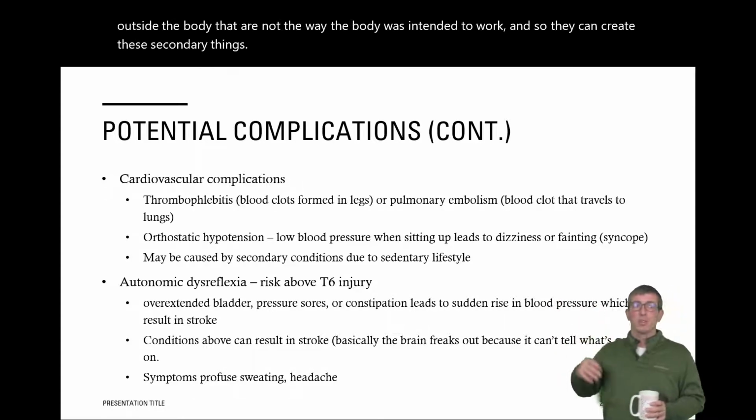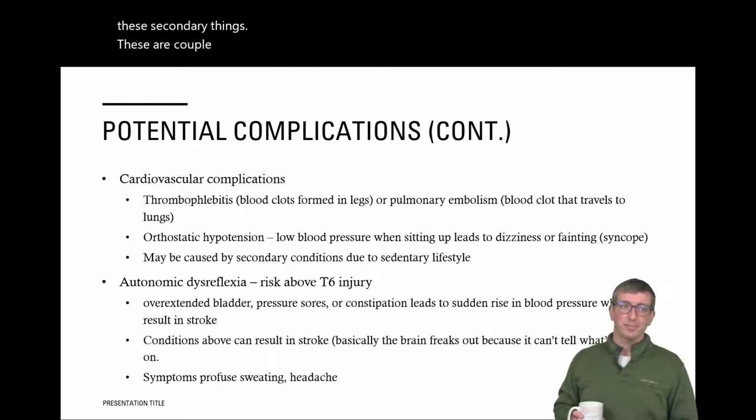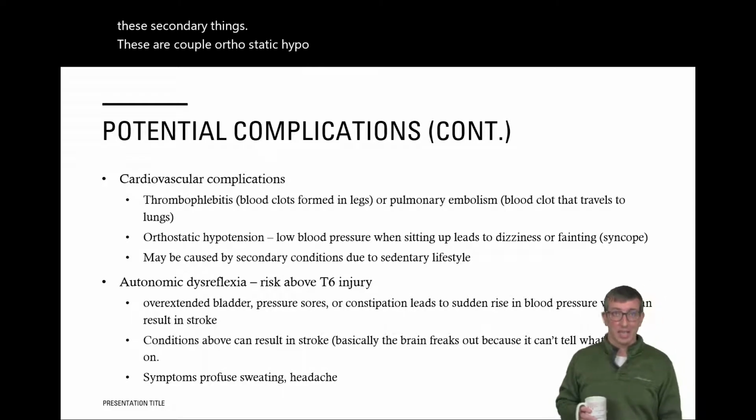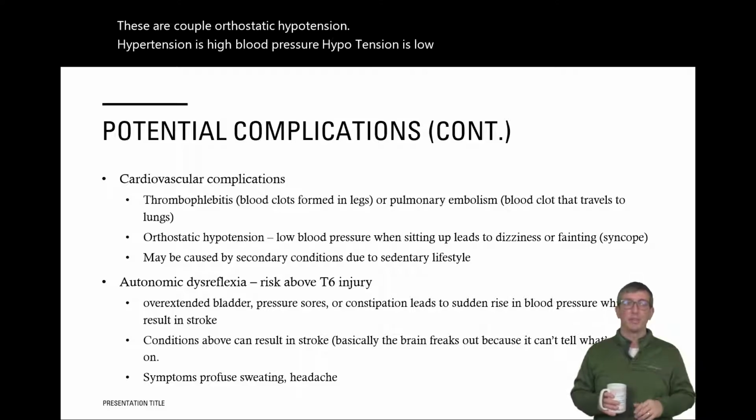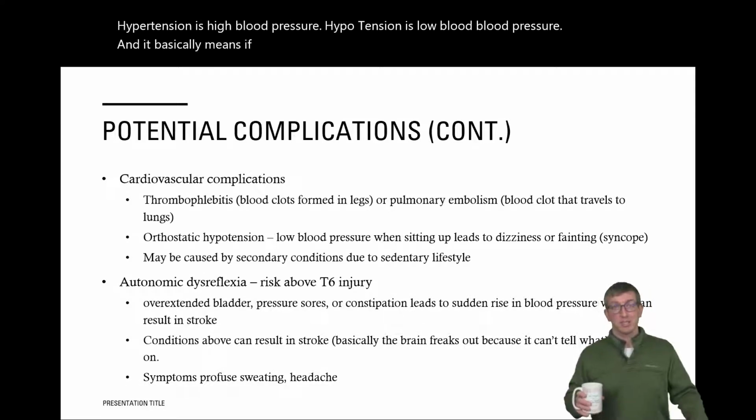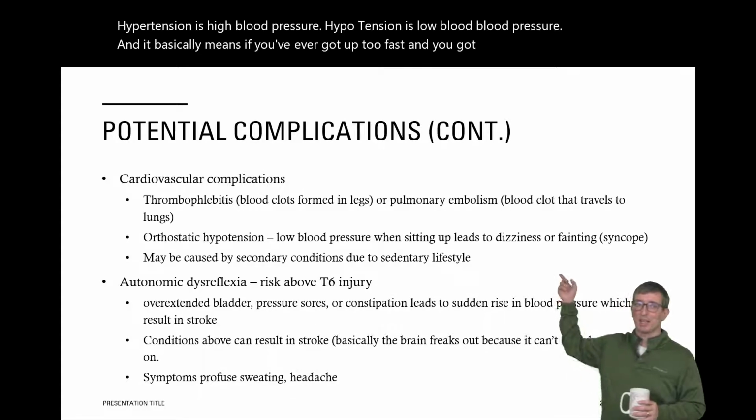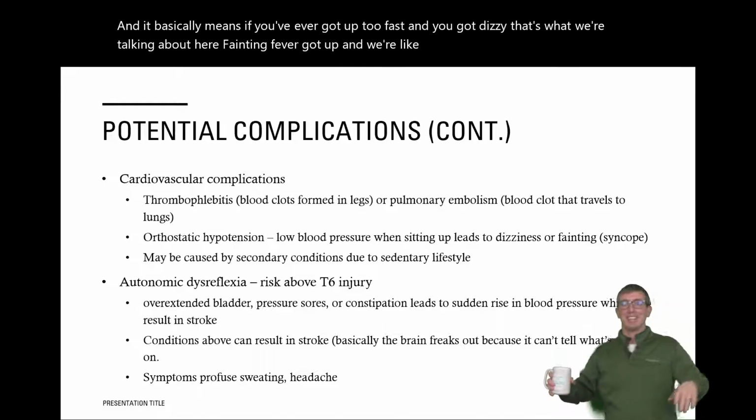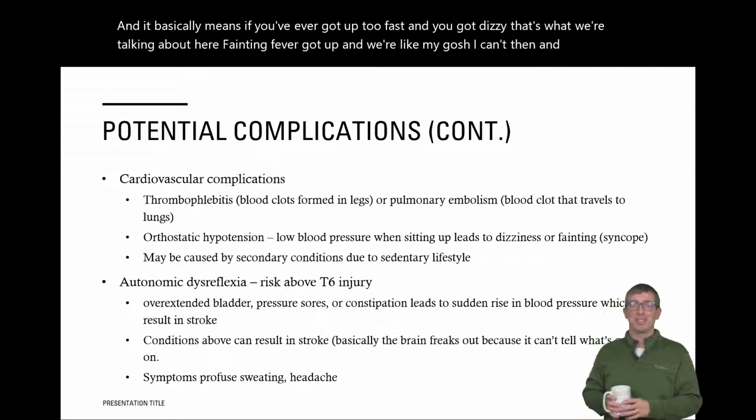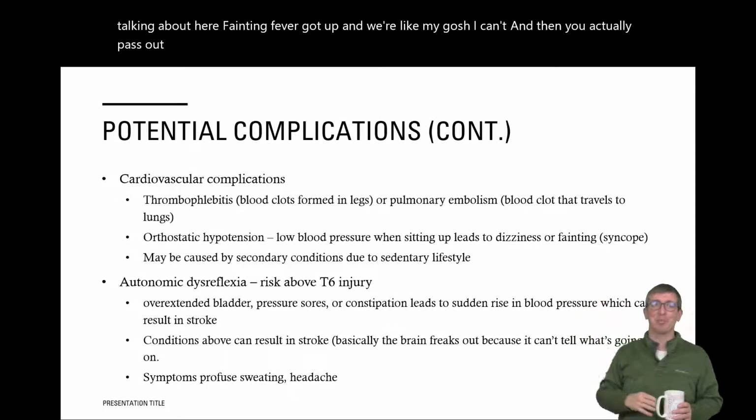These are a couple. Orthostatic hypotension. Hypertension is high blood pressure. Hypotension is low blood pressure. And it basically means, if you've ever got up too fast and you got dizzy, that's what we're talking about here. Fainting, if you ever got up and were like, oh my gosh, and then you actually pass out, the term for that is syncope.